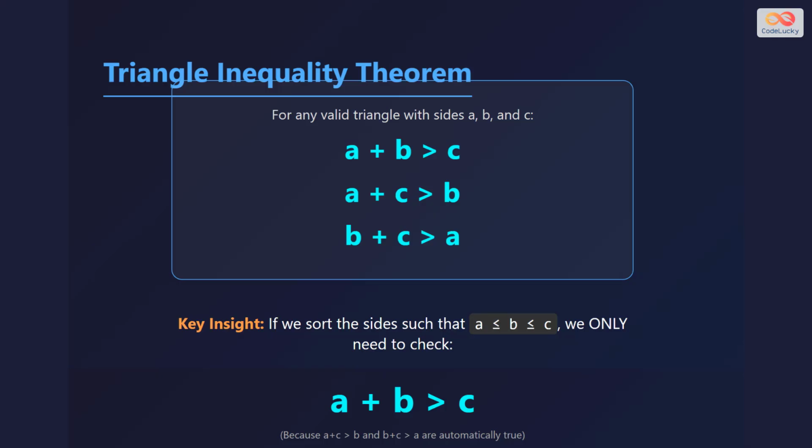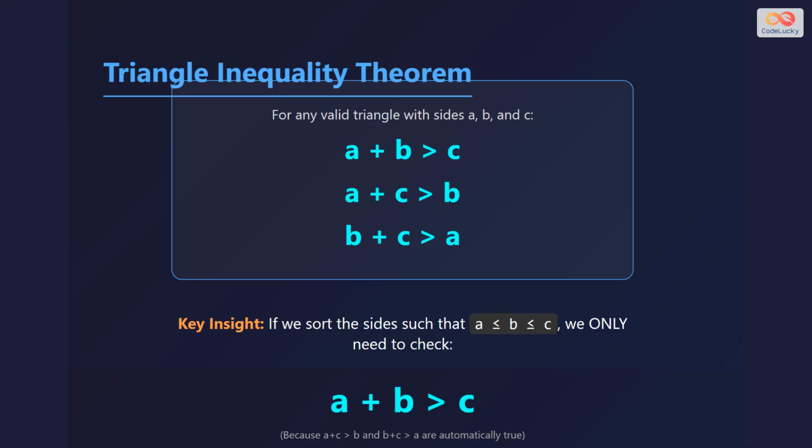Before we jump into code, we need to remember some geometry. The Triangle Inequality Theorem states that for any three sides A, B, and C to form a triangle, the sum of any two sides must be greater than the third side. That means A plus B must be greater than C, A plus C greater than B, and B plus C greater than A. However, here is a key insight.